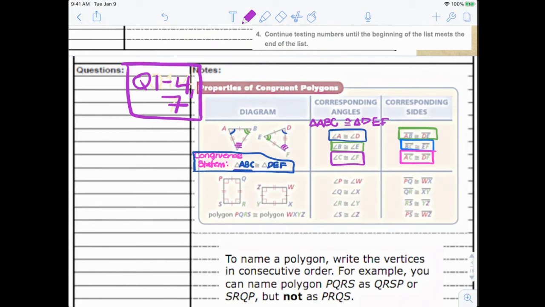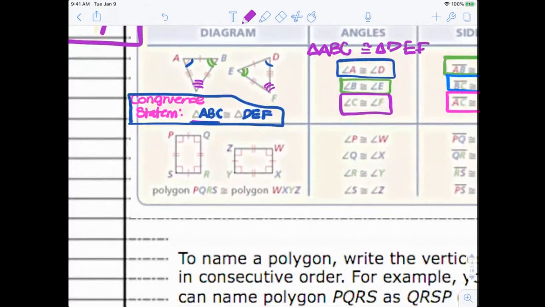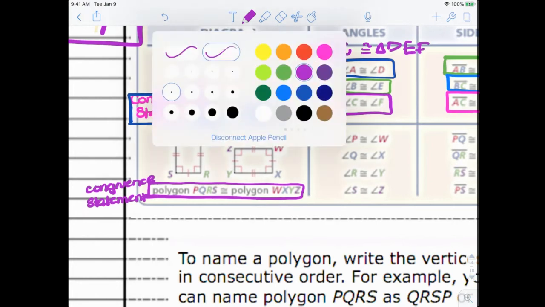So we can start with corresponding sides and angles and write a conditional statement, or we can also go backwards. If I'm given a congruence statement, so again, this is still a congruence statement, I can work backwards and also figure out the sides and the angles that are indeed corresponding and congruent because of the way they label them. So they did this by color.